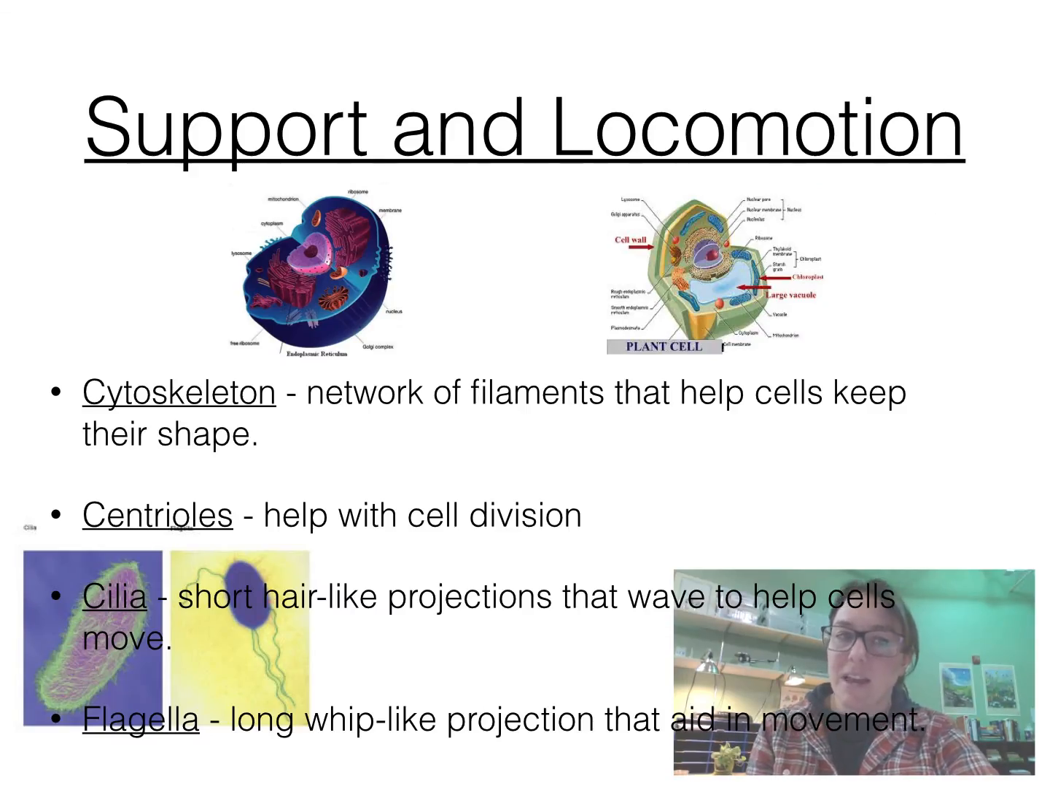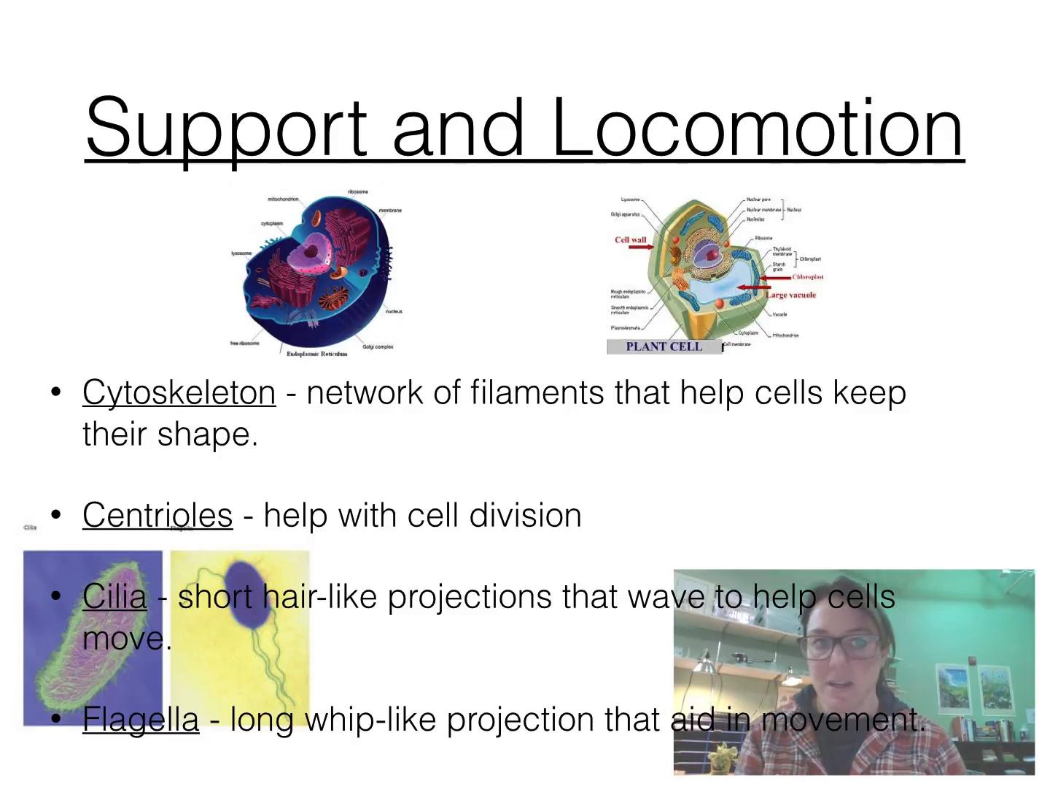So the very last set of organelles that I want to talk to you about are the organelles that help with support for the cell and locomotion. Locomotion is movement. The first one I want to talk to you about is the cytoskeleton, and that's basically a network of filaments that help the cells keep their shape. So it's kind of what a skeleton does for us. Helps the cell hold its shape.